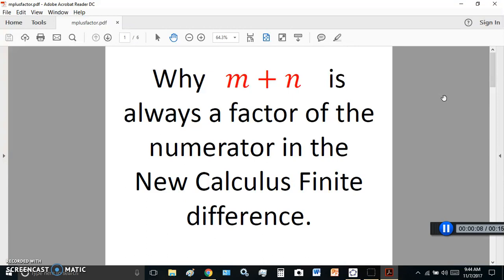In this YouTube video, I'm going to discuss why m plus n is always a factor of the numerator in the new calculus finite difference, and also why the new calculus is a rigorous formulation and the mainstream calculus is just a bogus formulation of calculus that was never rigorized, not by Weierstrass, not by Cauchy, not by anybody else. It's a load of rubbish whose results are generally correct, but the formulation is a myth.